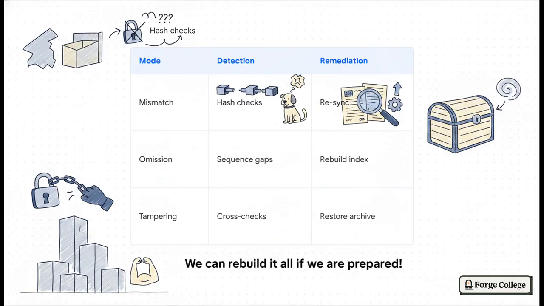Then there's omission, which is when receipts just vanish into thin air. It's literally the Web3 equivalent of the dog ate my homework. You spot this through gaps in your sequence numbers and you fix it by rebuilding your index. Finally, tampering. This is the malicious alteration of the payload. But the absolute best news here, because of our cryptographic seal, even if the dog eats the drawer and someone sets the whole room on fire, we can rebuild it all if we're properly prepared.